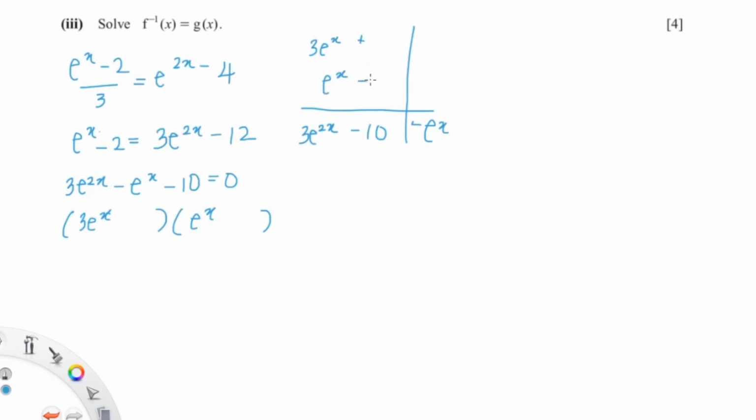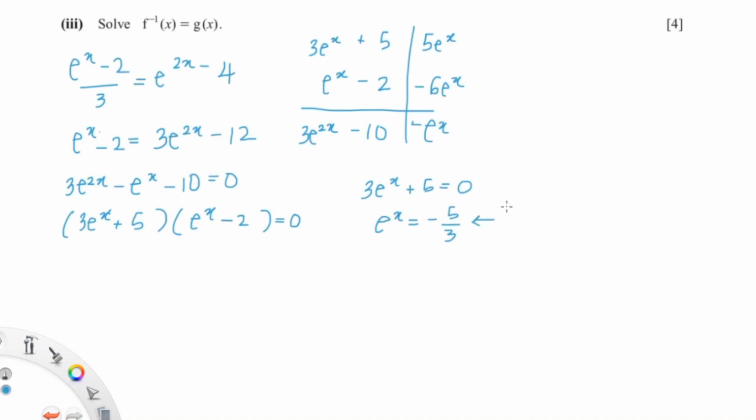We know that it's plus and minus. That would be 5, so 5e^x minus 6e^x, and okay, this works. So this would be plus 5, this would be minus 2, equals 0. So 3e^x plus 5 equals 0. Since we're finding x, we're going to shift everything to one side. So e^x equals negative 5 over 3.